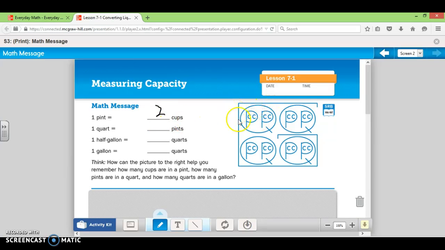We look at a quart, the Q. So now we're going quarts to pints. So 1 quart has 2 P, so that is 2 pints. When we look at a half gallon to quarts, if you look at a gallon here, a gallon has 4 quarts, so half of that would be 2. Then finally we have a gallon to quarts. So we have 4 Q's in there for quarts. So 1 gallon is 4 quarts.